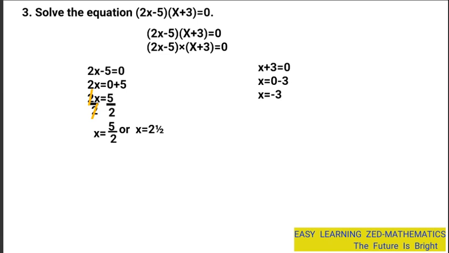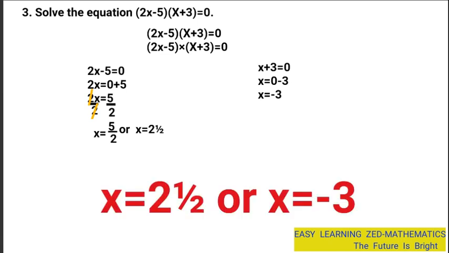So now these are the answers. The answers the examiners were looking for from you students was x is equal to 2 1 over 2 or x is equal to negative 3. It's advisable that even if you have 5 over 2, you can go further and write that fraction as a mixed fraction. If you have got questions, you can ask in the comment section. Otherwise, let's go to question number 4.